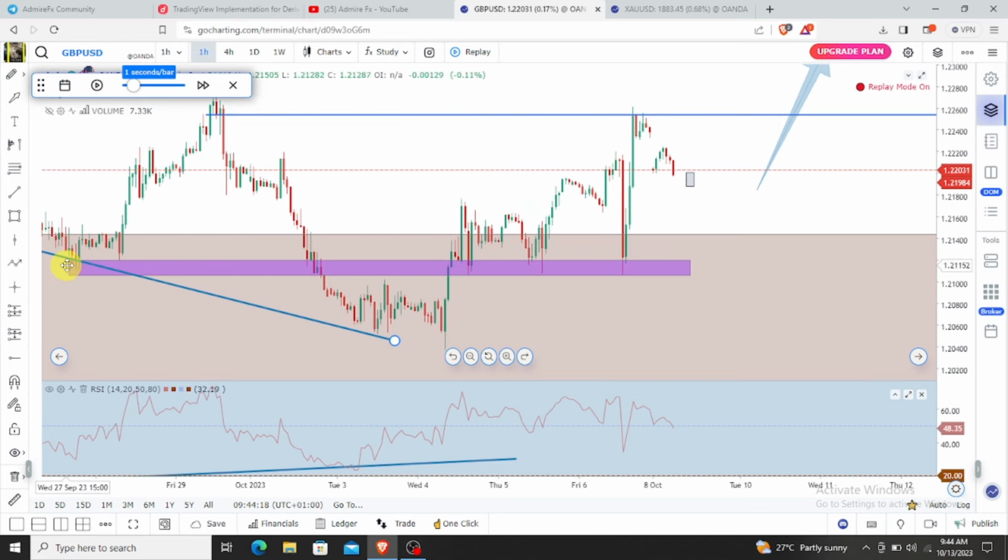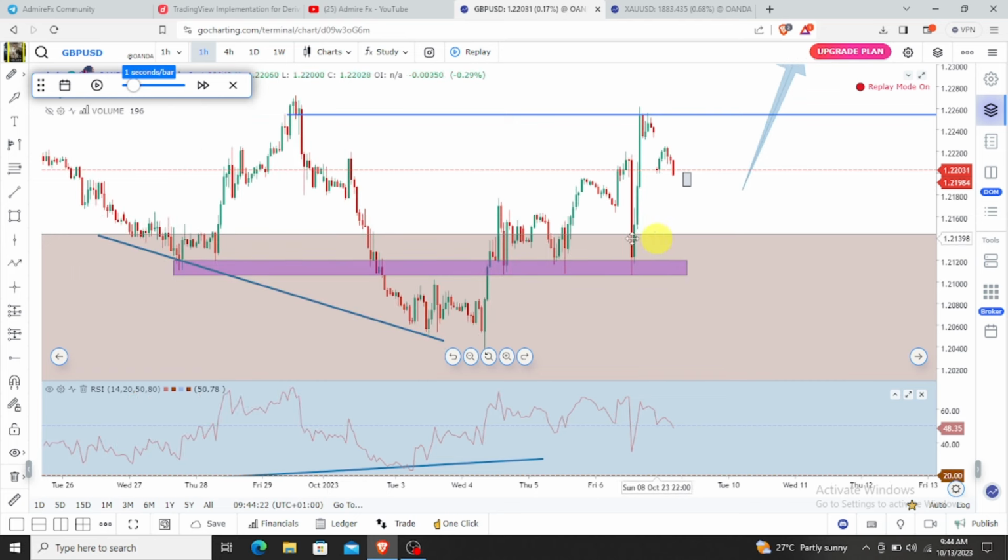So I marked out my first level here. Okay, if I was to see this, I would have still taken my entries from this second. Maybe have my limit orders on this second area, or wait for my bullish engulfing candle to close before I could join for the buys. But we missed that actually.